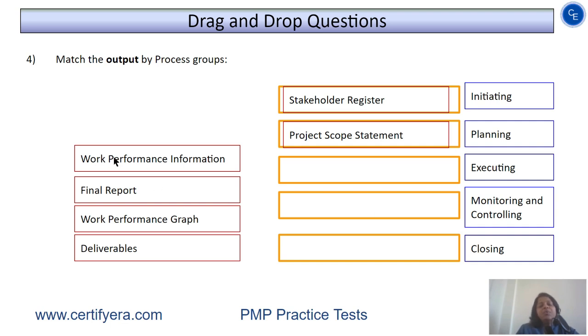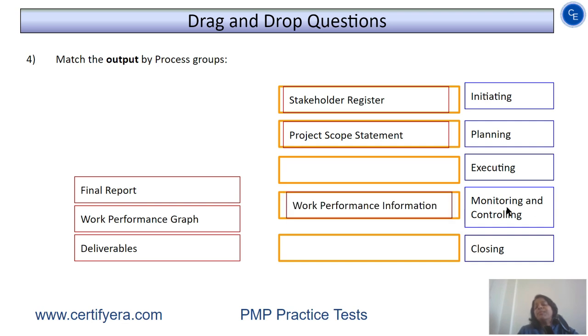The next output is work performance information. Work performance information we keep on creating throughout the project life cycle as we monitor and control the project. For example, controlling the schedule, controlling the cost. We try to apply some techniques and derive the performance of the project so as to understand whether we are doing good with respect to plan or is there any deviation. So work performance information is created while we conduct monitoring and controlling activities, so it falls under the monitoring and controlling process group.